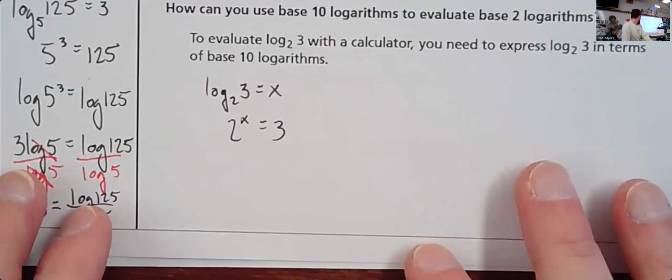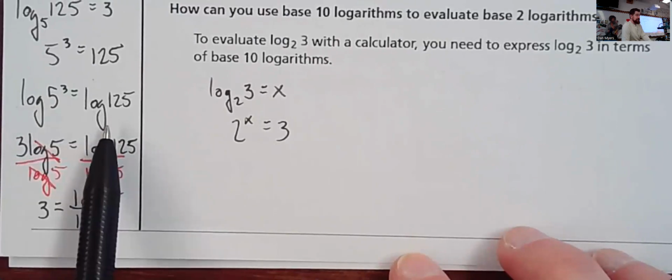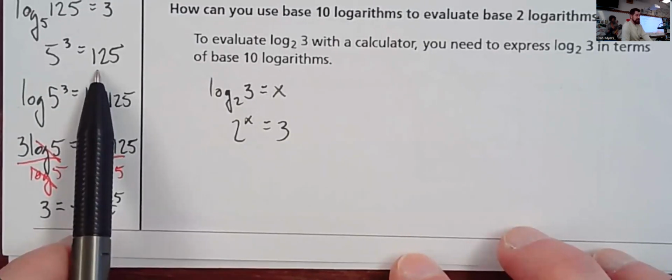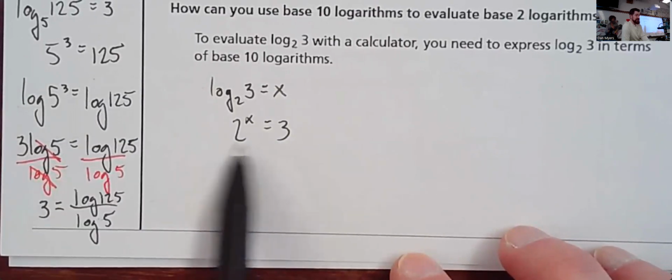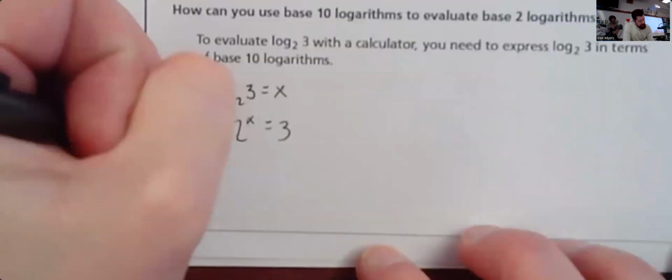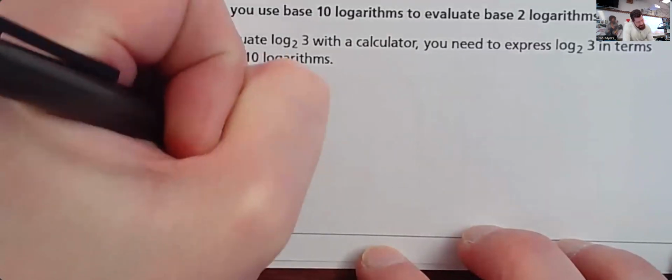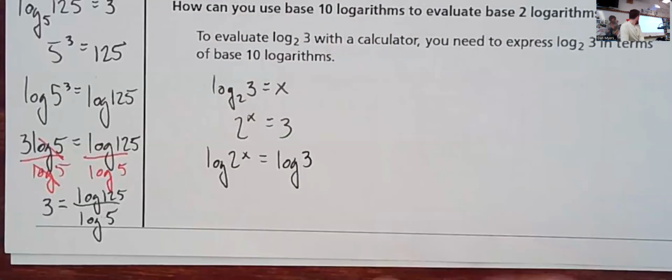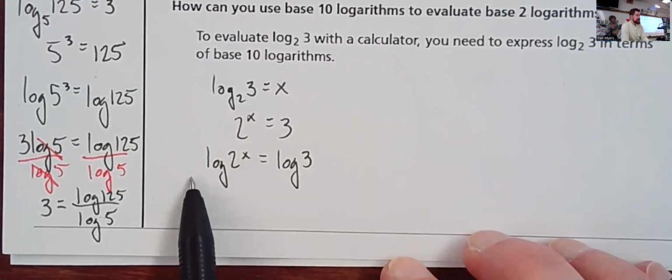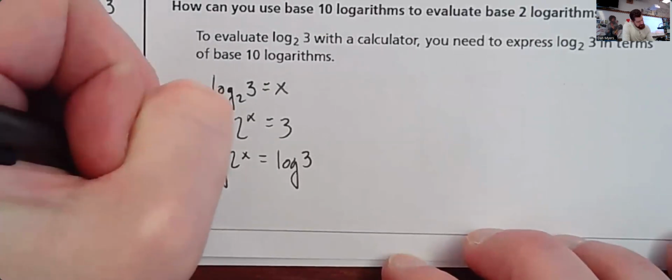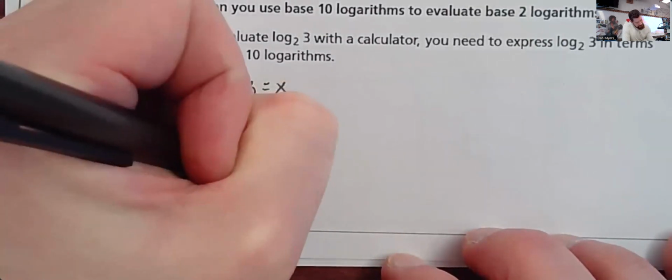So if you follow along with what we're doing here, we're doing the same thing that we did on this side here. So once we wrote in exponential form, we then added log base 10 to both of these expressions. So we're going to write log of 2 to the x equals log 3. Then we're going to use the power rule with logarithms, move our x in front of the log. So we're going to have x log 2 equals log 3.